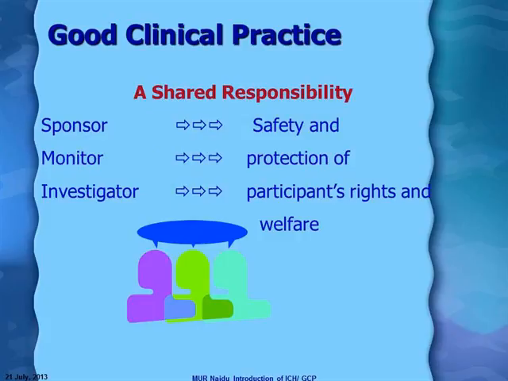Good clinical practice guideline is a shared responsibility between sponsor, monitor, and investigator, and it is aimed at two important things. Number one is the safety of the clinical trial participant and protection of participants' rights and well-being.